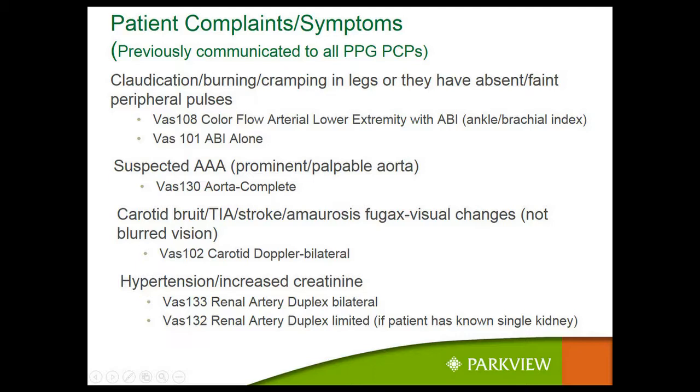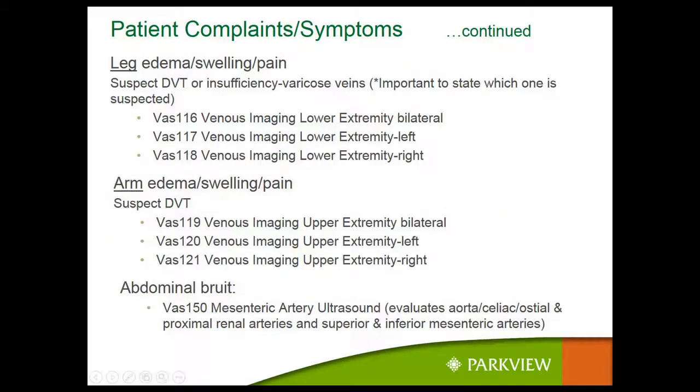Hypertension, increased creatinine, those are for the renal artery ultrasounds. Bilateral, the only time that unilateral should be ordered is if a patient has a known single kidney. And a lot of times we get orders from the kidney doctors, the nephrologists, and that nephrologist knows they only have one kidney, and they'll still sometimes order a bilateral. We have to change it. But we will check those arteries to the kidneys.